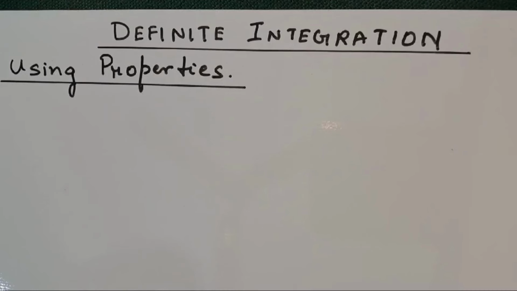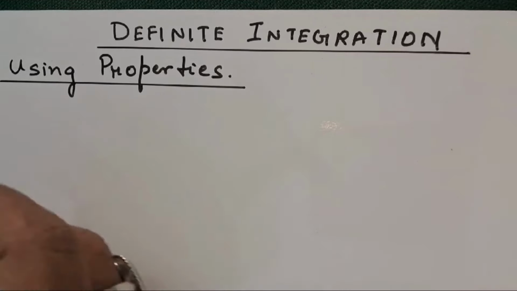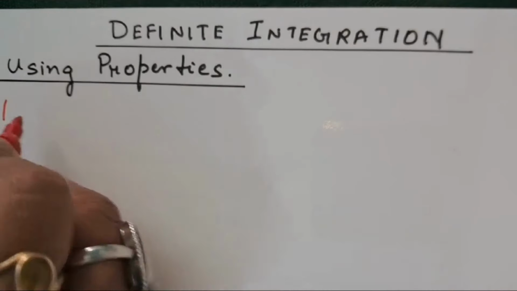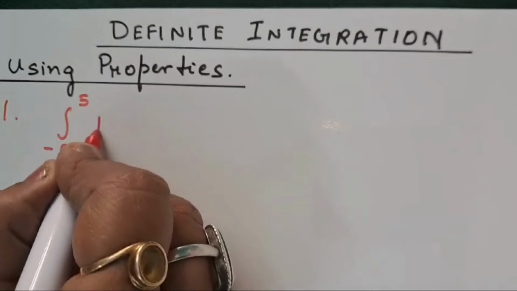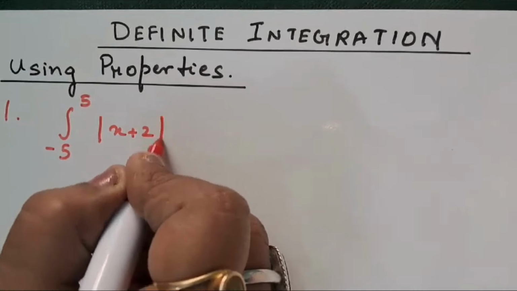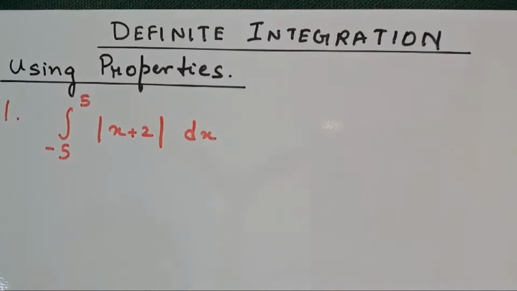Hello everyone. In this video we will do definite integration, few sums on it by using properties. So let us take the first sum. These are very important sums. The first one is integration -5 to 5 mod of x plus 2 dx. So this is the first sum.